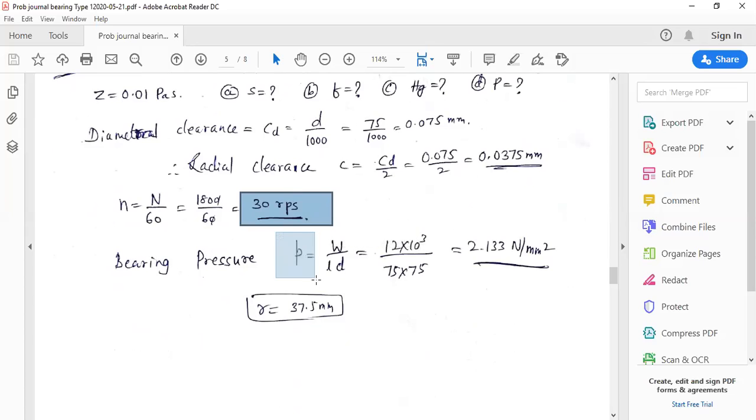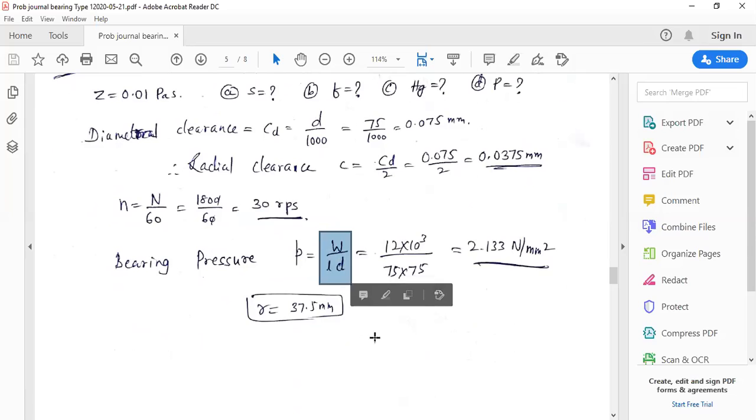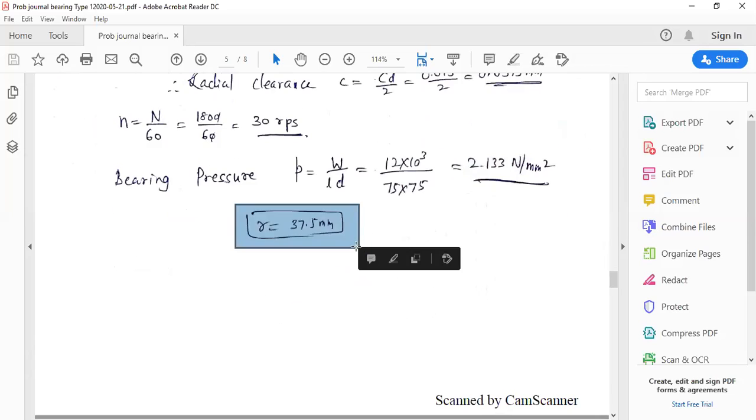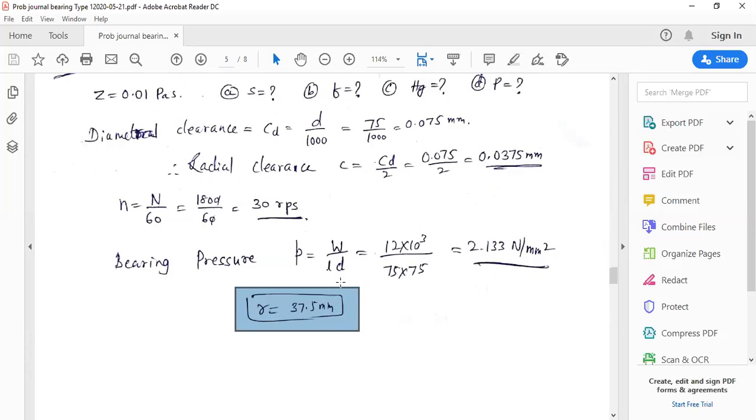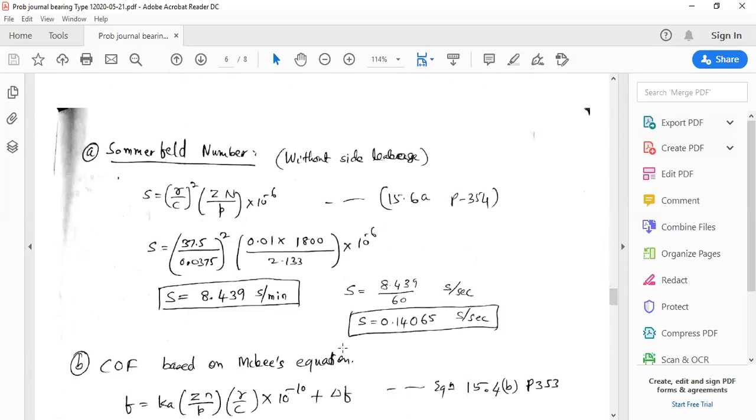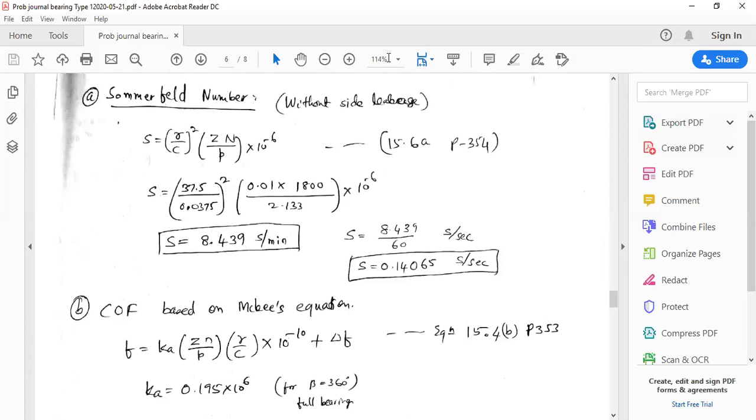Another thing we have to carry out here is to calculate the pressure. The bearing pressure is given by W divided by L into D, or W divided by 2RL. 2R is nothing but capital D itself, so there is no need to use the other equation; you can remember W divided by L into D. By using the values, you get the pressure as 2.133 Newton per mm square. And we also get the radius of the bearing, half of the diameter, that is 37.5 mm.